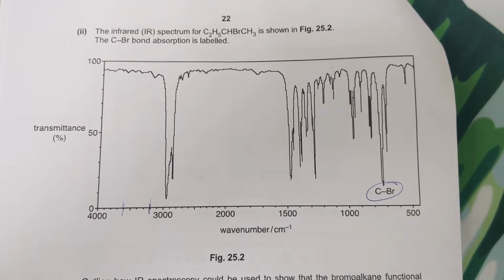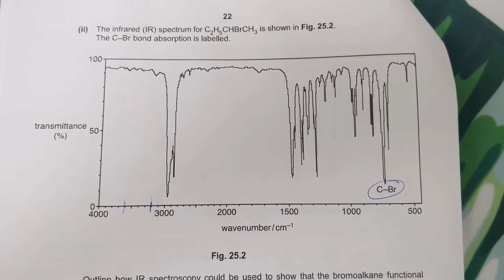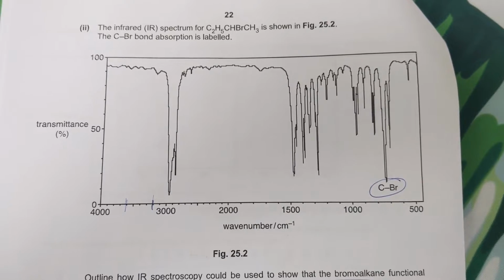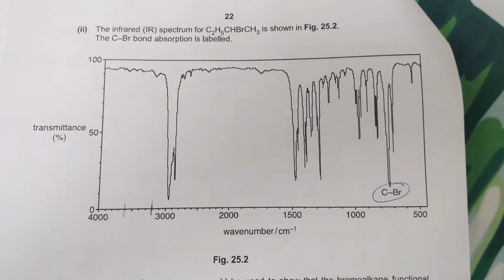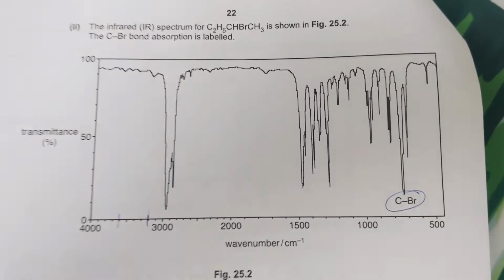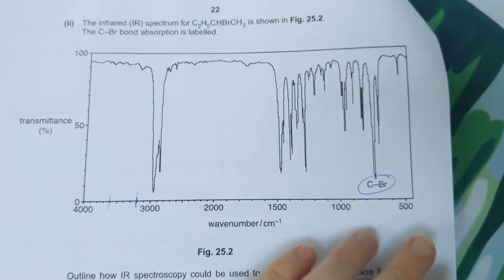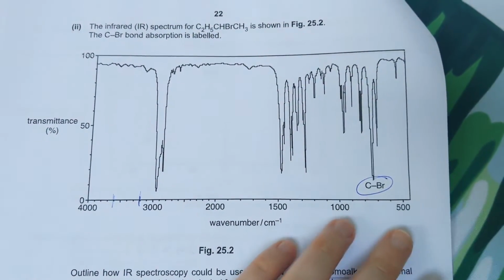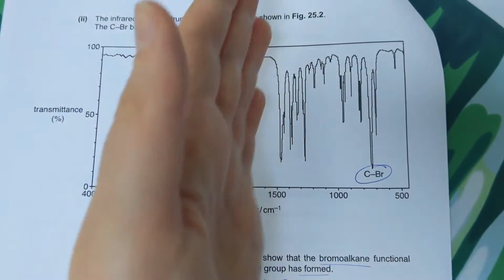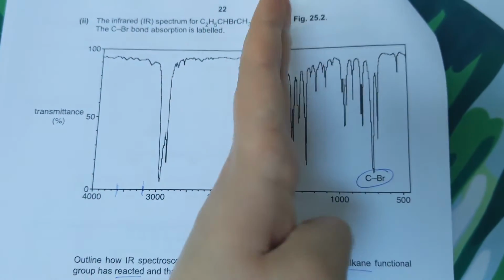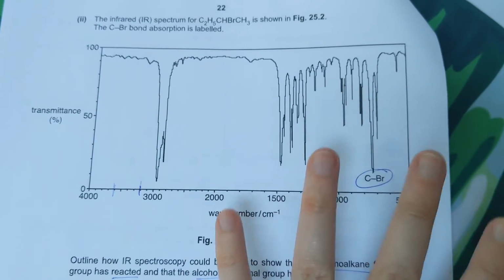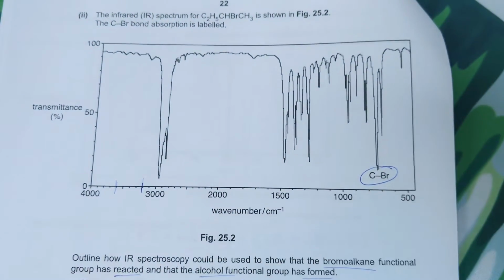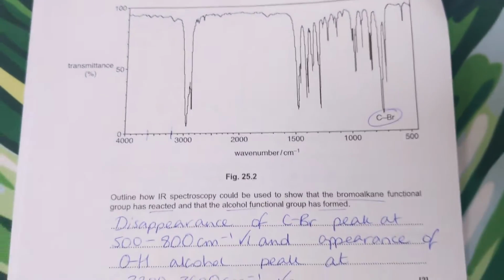On this one we have an infrared spectrum for a halogenoalkane, and it's labelled the carbon-halogen bond. That's quite helpful because these carbon-halogen bond absorptions appear in what's called the fingerprint region, which we're often told not to label. So that's anything approximately below 1500 we're told not to label, unless we have a halogen.